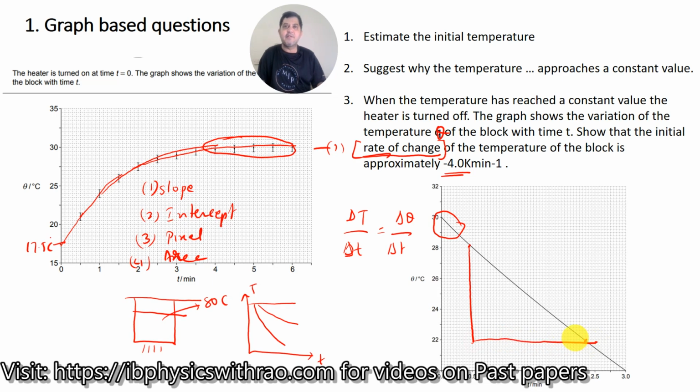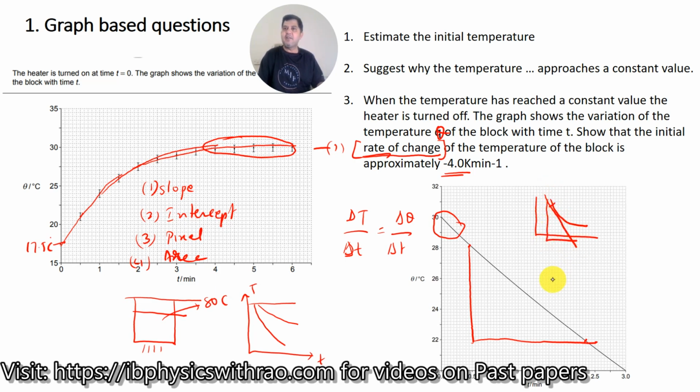When I say 50% of the graph, take that 50% only if the line is a straight line. If it is a curved path, do not use that approach. So for example, if they had given you a graph like this over here, and they ask you to show that the initial rate of change of temperature of the block is approximately -4 Kelvin per minute at a particular value, then you can take that value and draw a tangent here and then find the slope for this.